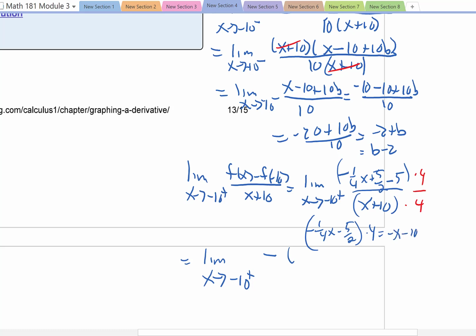negative x minus 10. Factor out the negative, it's negative of x plus 10 over 4 times x plus 10. And these x plus 10s divide out. That leaves us with the limit as x approaches negative 10 from the right of negative 1/4. So getting close to being done, super close.